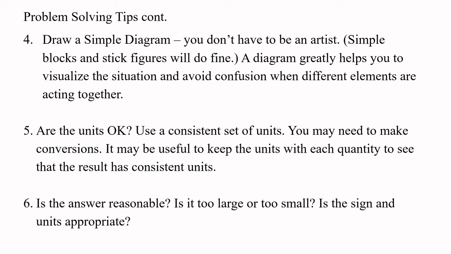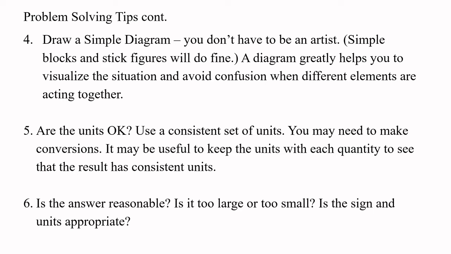Well, if you have one in meters per second and another one in kilometers per hour, they're not compatible with each other. So we have to use a consistent set of units. Or you might be given a speed in kilometers per hour and an acceleration in meters per second squared. Again, you have inconsistent units. So you want to get all your quantities in a consistent set of units before you start trying to solve the problem. And then finally, look at your answer and think if it's reasonable.